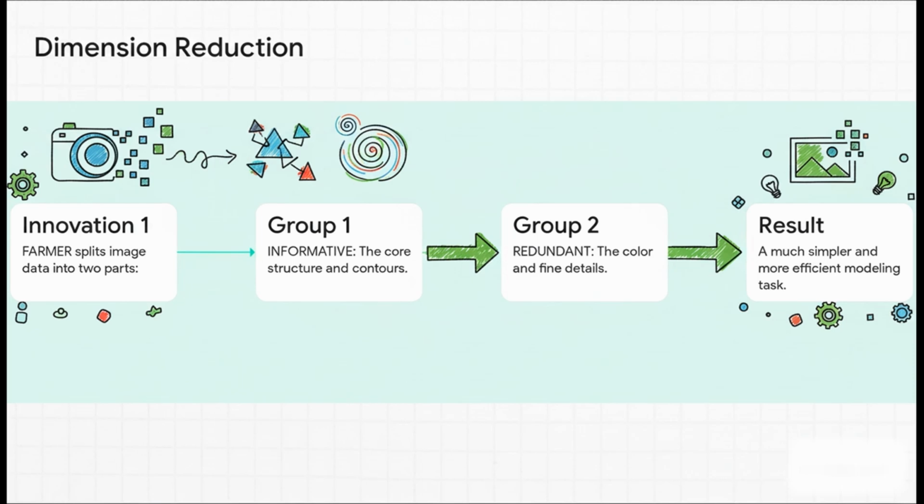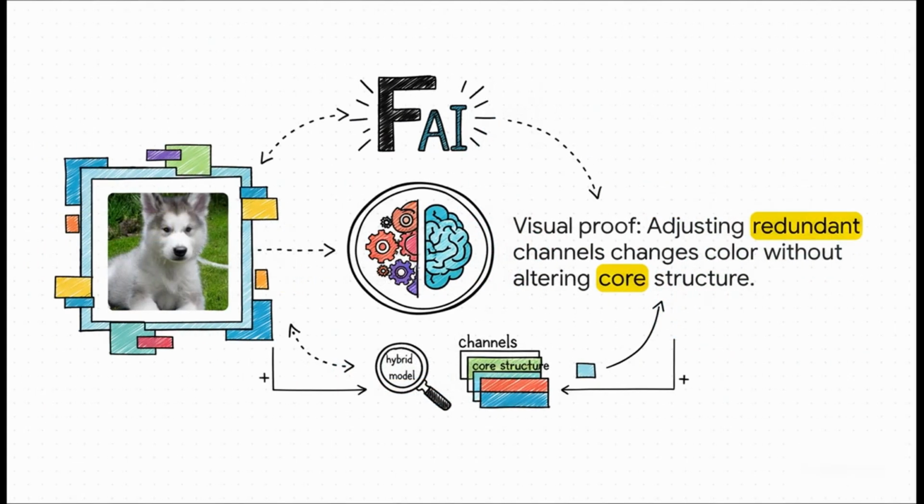By splitting up the work like this, the model can focus on one thing at a time. And wow, this image really shows you how well that separation works. In these examples from the paper, all they're doing is tweaking those redundant channels. Look at that. The color and the texture of the dog's fur changes completely, but the dog itself, its pose, its shape, even its eyes, it stays perfectly the same. That's the power of that informative channel holding down the fort.